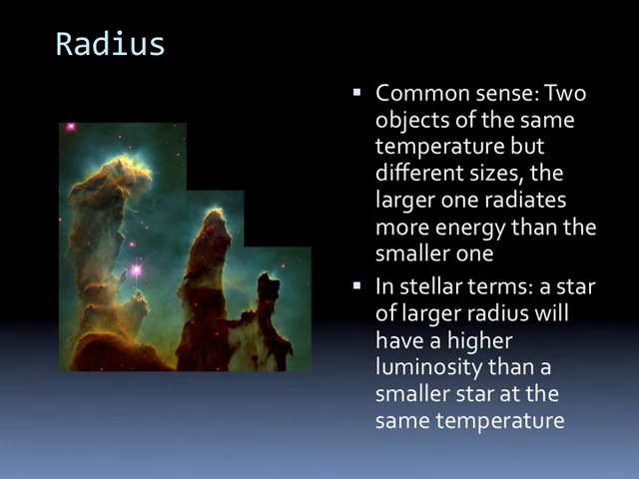Now another thing we might want to know is radius. So let's use some common sense here. Two objects of the same temperature but different sizes: the larger one radiates more energy than the smaller one. Just imagine if I had, say, a BB and a large cannonball, and I put them in a fire and they're glowing orange hot, and I take them out. The larger one is going to radiate more light. It's going to be brighter. They're the same temperature, but the larger object gives off more light. In stellar terms, a star of larger radius will have a higher luminosity than a smaller star at the same temperature.